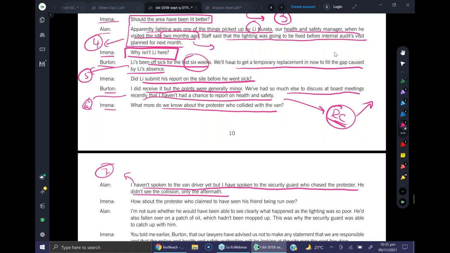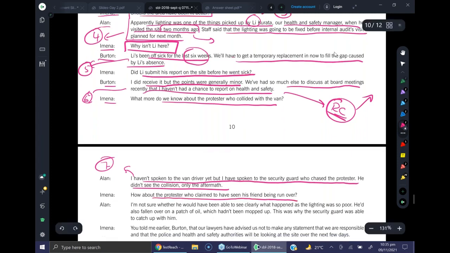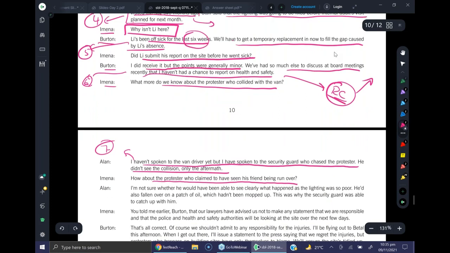Amina says, how about the protester who claimed to have seen his friend being run over? Alan, I'm not sure whether he would have been able to see clearly what happened as the lighting was so poor. He had also fallen over a patch of oil which hadn't been mopped up. This was why the security guard was able to catch up with him. So he fell over a patch of oil which was not mopped up. Another problem.